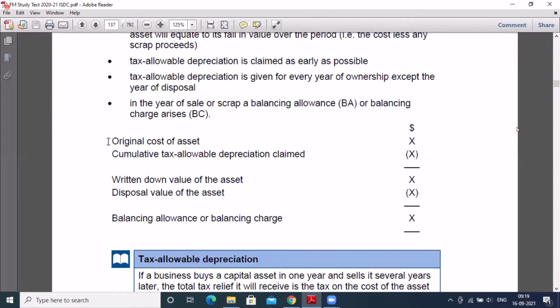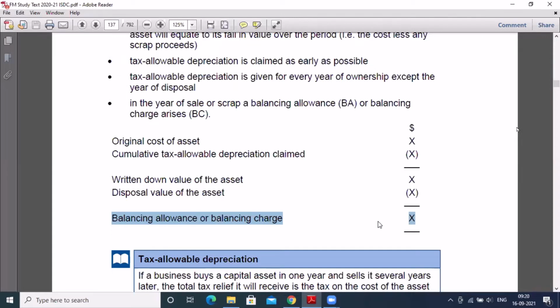Here you can see the pro forma. The cost of the asset in 2015 is $1 lakh, and we claimed around 70,000 as depreciation. Then 1 lakh minus 70, our written down value will be 30,000, and we disposed of the asset. Let us assume that for 20,000. So whatever the difference amount is there, we consider it as balancing allowance or balancing charge.